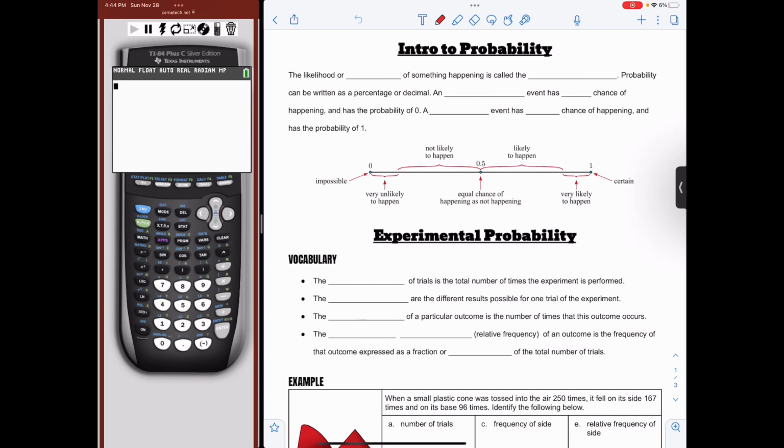Hi, today we're going to talk about experimental probability. But before we get into experimental probability, let's look at an introduction to probability. So, the likelihood or chance of something happening is called the probability.